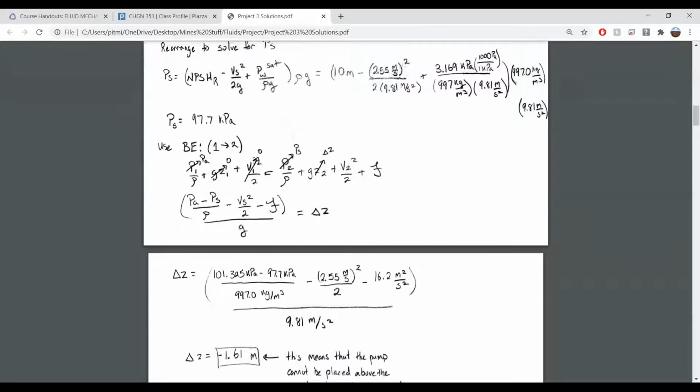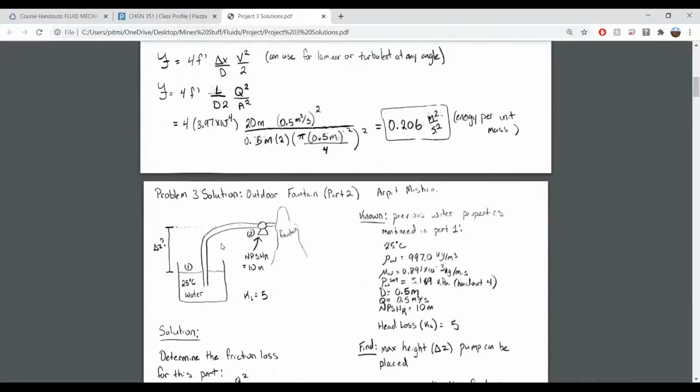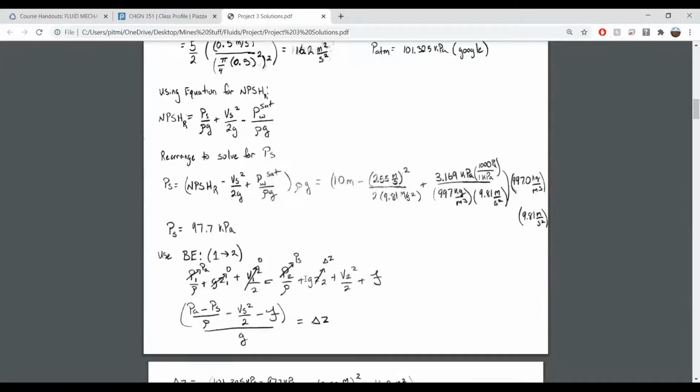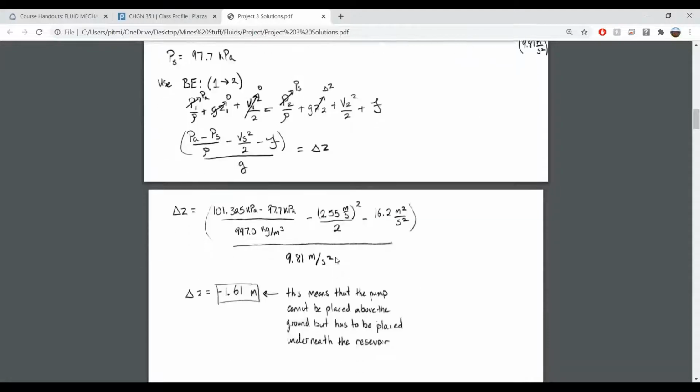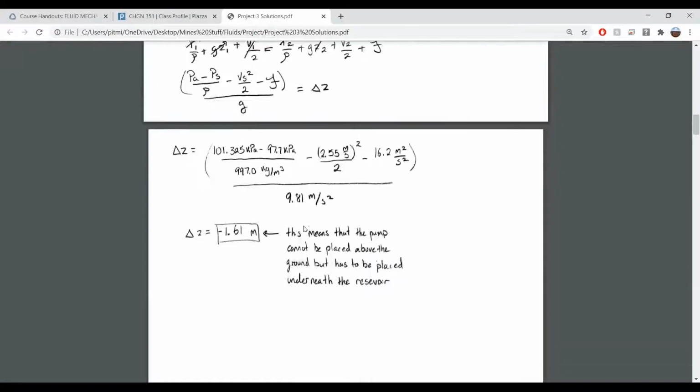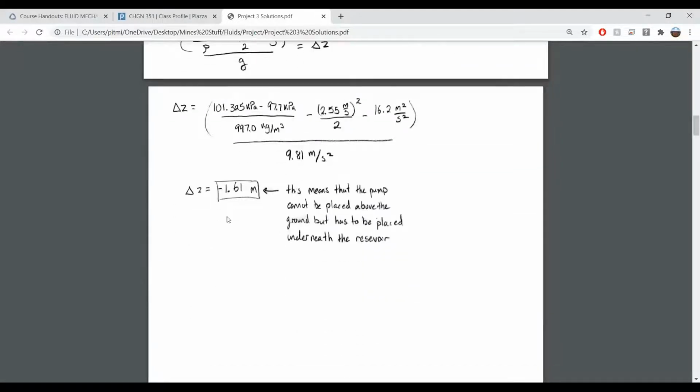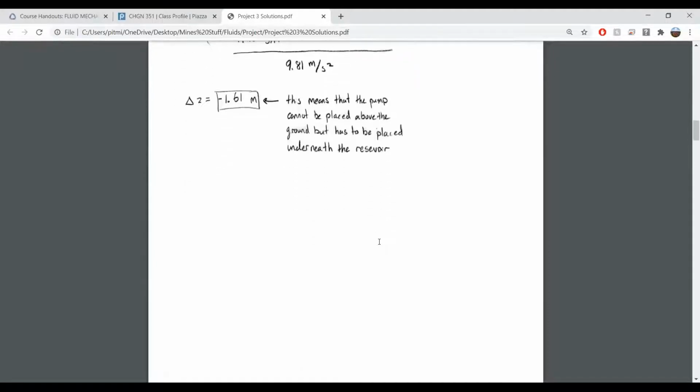And then the first velocity is 0 at this state down here, and then it speeds up. So there's that. And then we solve for the friction. Then rearranging, we can solve for delta Z and plug some values in. And I ended up getting a value of negative 1.61 meters. Basically, this just meant that the pump had to be placed underneath the reservoir, if you think about it in that way.